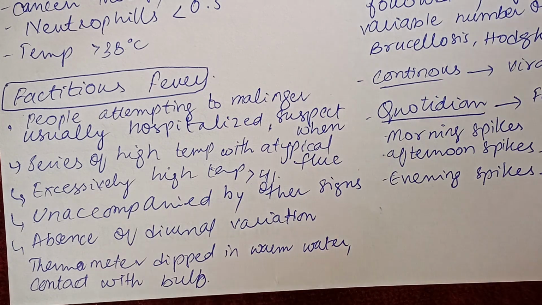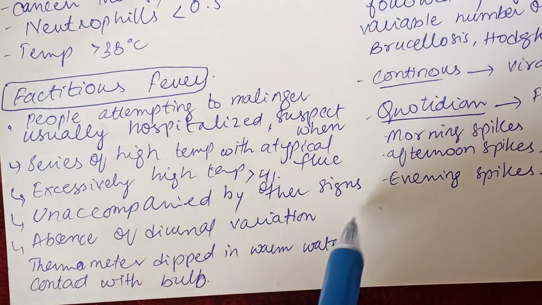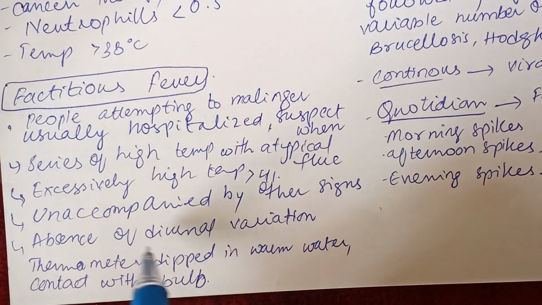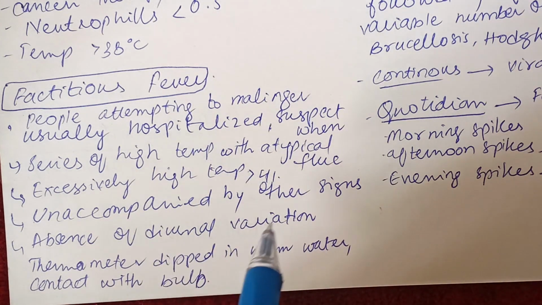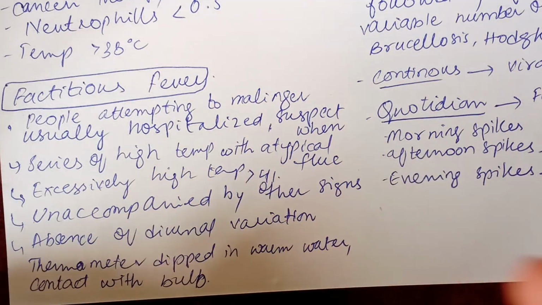degrees centigrade, and the fever is unaccompanied by other signs, like tachycardia, which in this condition the patient may not have, and there is absence of diurnal variation. Usually people do this by dipping the thermometer in warm water and contact with bulb. So this is called factitious fever.